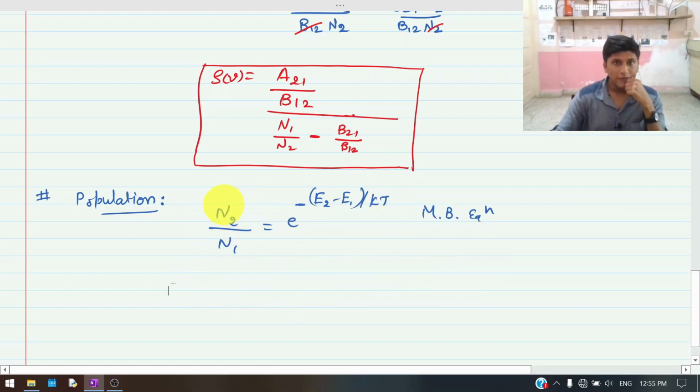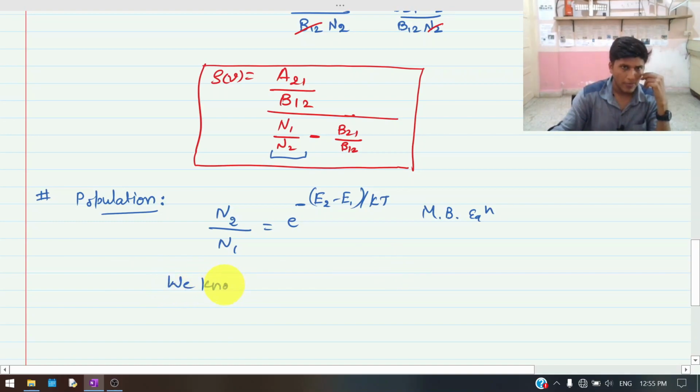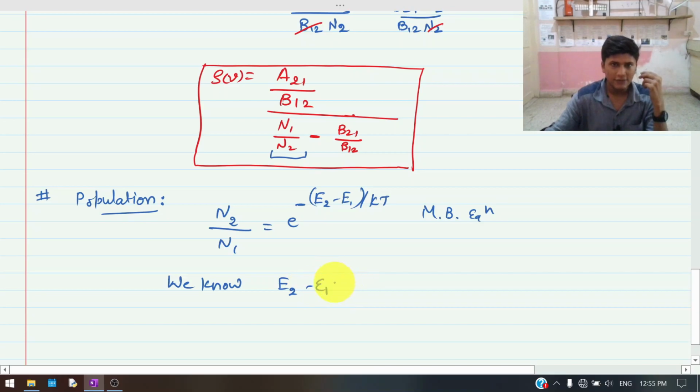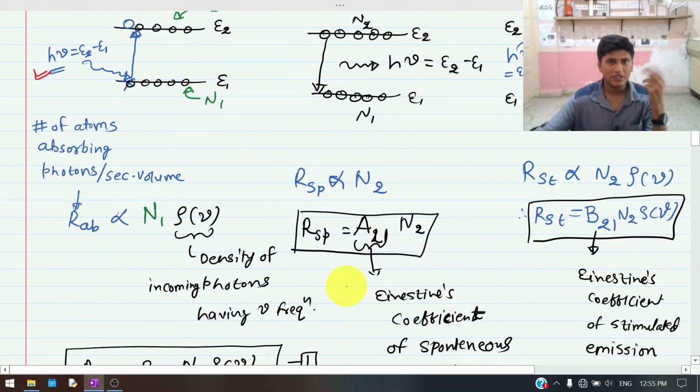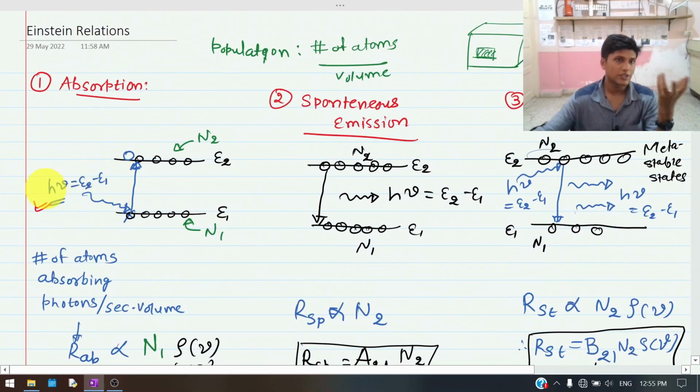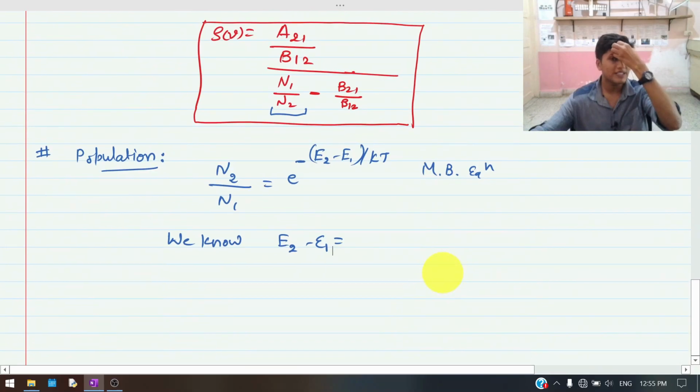Now, if you put this here at this place, you of course have to invert this relation, but everywhere E2 minus E1, we know how much E2 minus E1 was. Let's just focus on our processes. E2 minus E1 here was equal to h nu. E2 minus E1 equal to h nu. E2 minus E1 equal to h nu. Everywhere E2 minus E1 is equal to the energy of the photon, that is h nu.